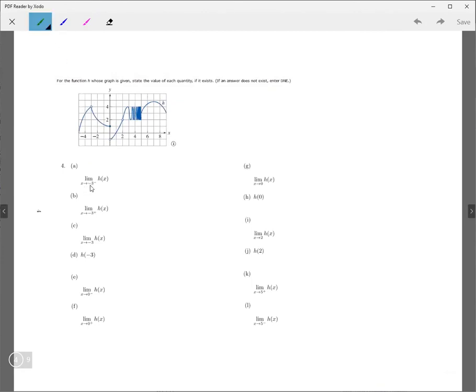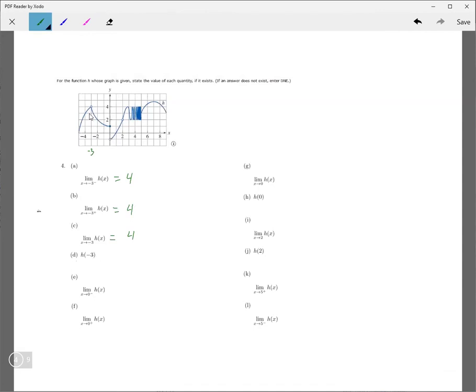The limit as x approaches -3 from the left. So here's -3 right here. As you come in from the left, this is going to 4. That's going to be 4. As you come in from the right, that's also going to 4. Overall, it's going to be 4, because going from the left and the right is the same thing. So those are going to be 4.